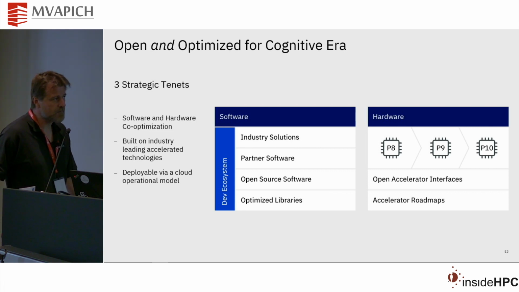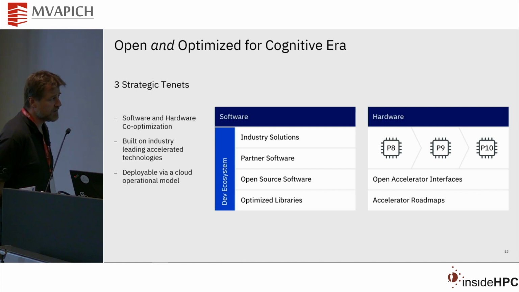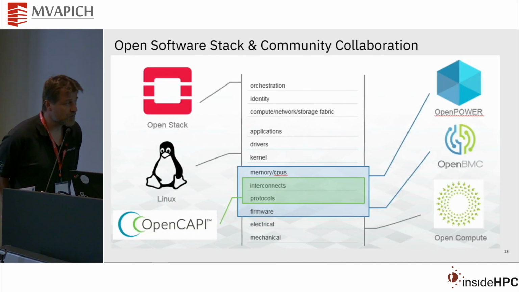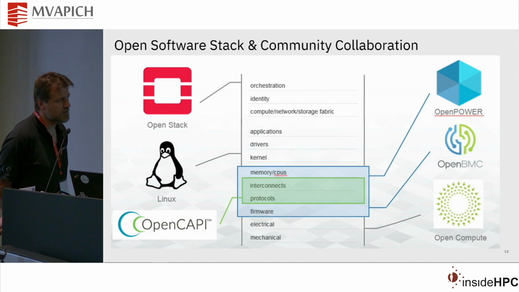This is coherent with the fact that IBM and OpenPOWER contributors are well attuned to open software, so it really makes sense to work together, hardware and software, to build industry-leading accelerated technologies. This is proven with Summit-like systems, and that can be deployable via a cloud operational model. So this collaboration is really something that open contributors are willing to live and to have.